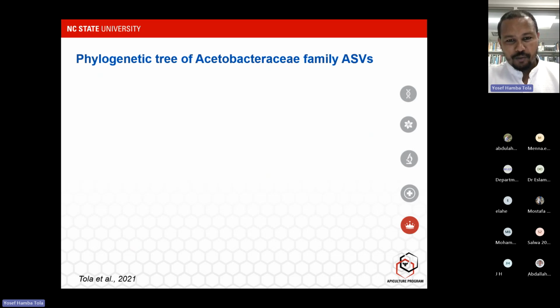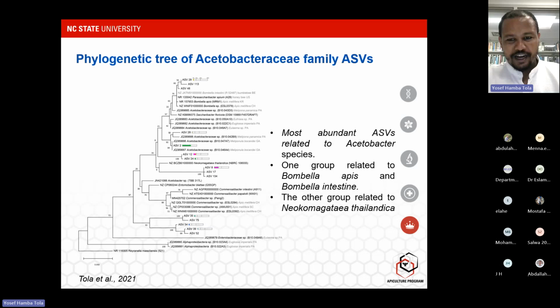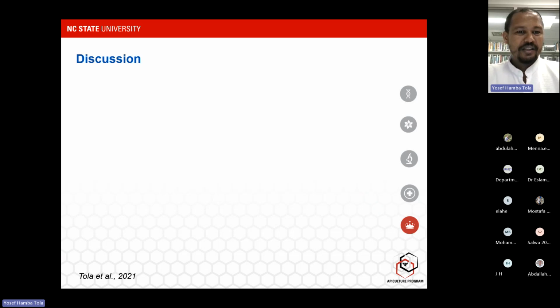The third dominant one, the Acetobacteraceae family, is here. I also showed how they are clustering with others, and the most abundant amplicon sequence variant is related to the Acetobacter species, and only one group is related with Bombella apis and Bombella intestini, and the other groups are related with Nicolia thailandica. So from these three, what we can see is that most of the strains which we characterized from the African stingless bee cluster separately. That means there are very novel species or strains which are associated with our different stingless bee species.